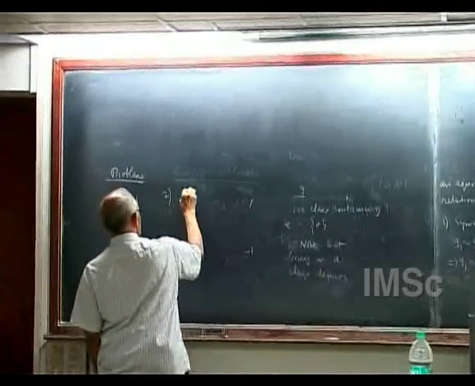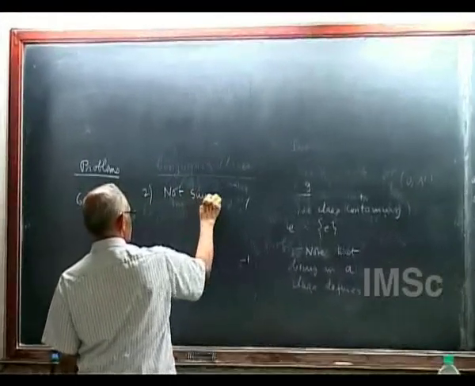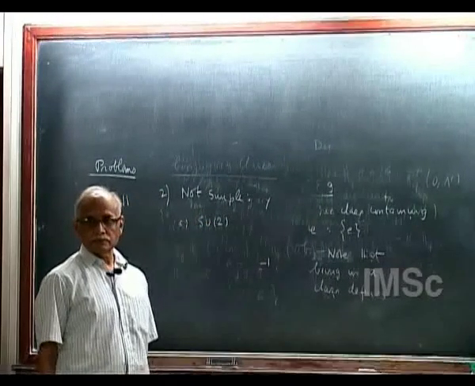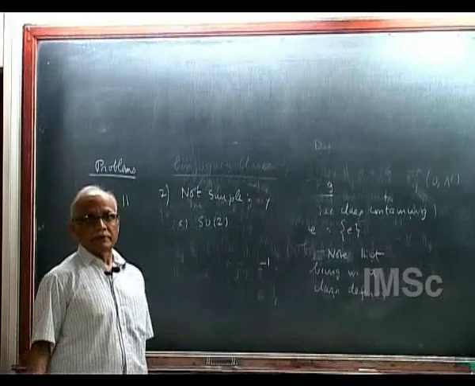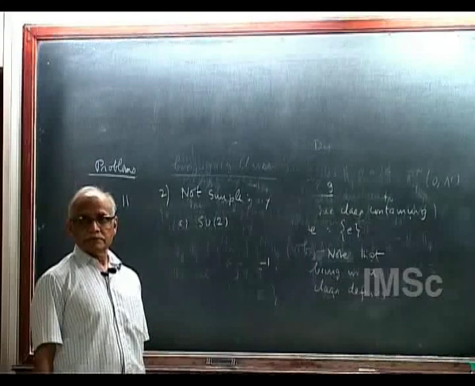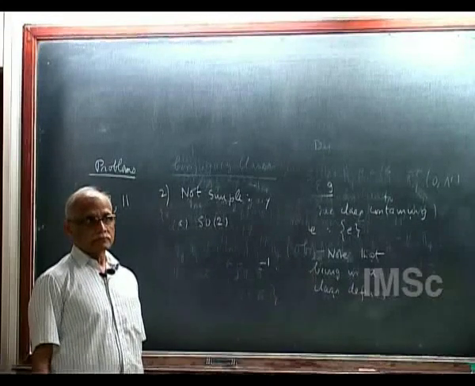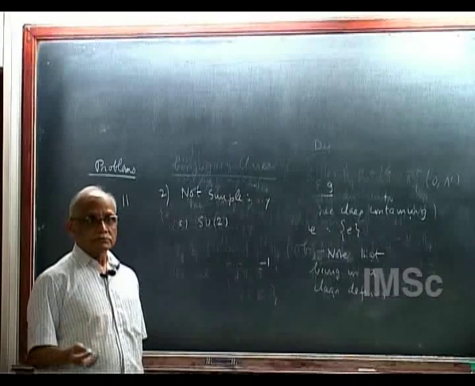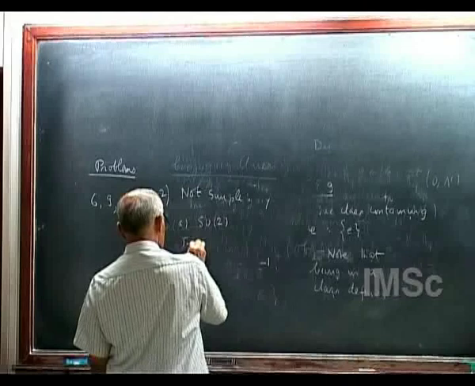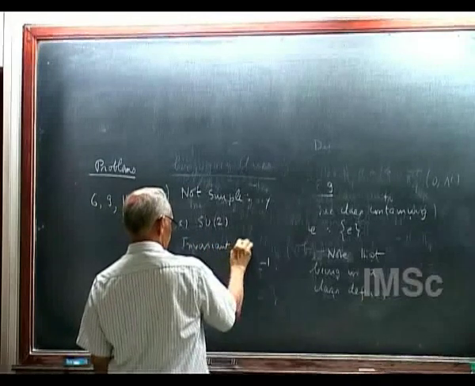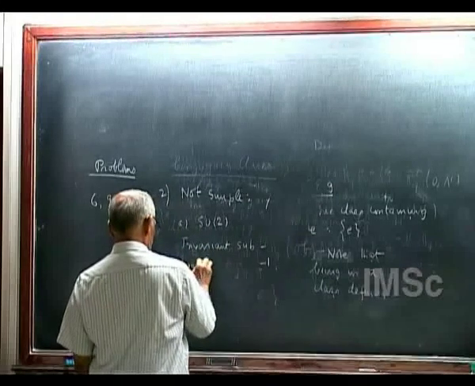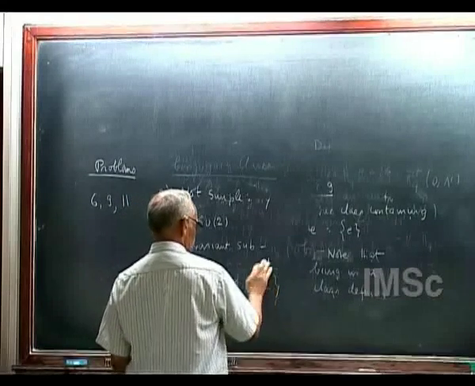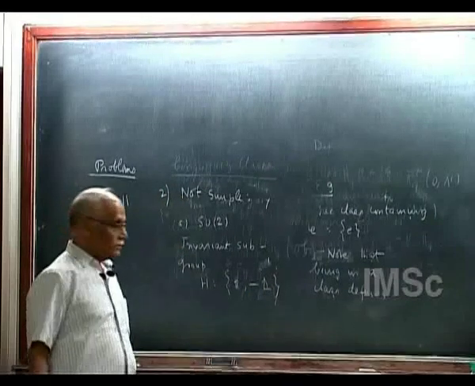Not simple. Let me give you a sequence of examples. SU2 has an invariant subgroup. I am saying it is not simple, that means it has some invariant subgroup. What is it? We have seen this. Its center, 1 and minus 1, no? The invariant subgroup H will be simply 1 and minus 1.